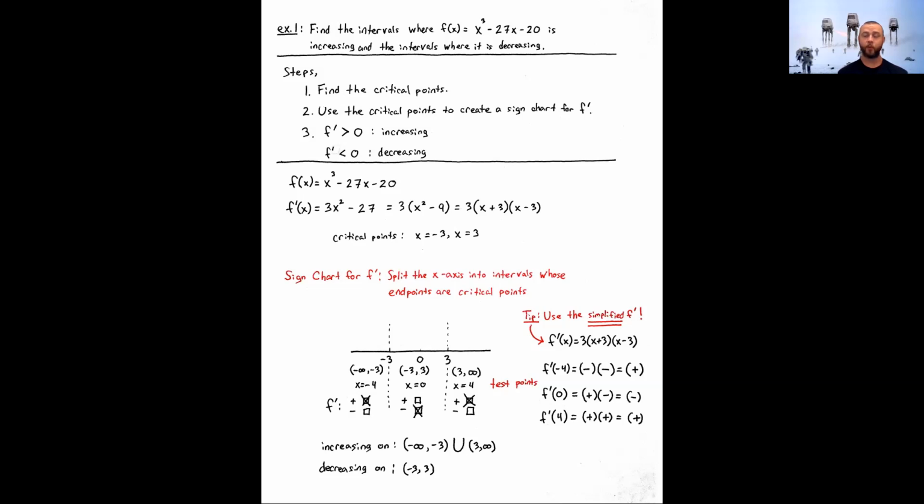All right, so most of the work, once you find the critical points, is just taking care to create a kind of detailed sign chart. As it turns out, we can actually use the sign chart to answer a related question. Here we were asked to find the intervals where a function is increasing and decreasing. The sign chart, as we have it described here, can also be used to answer another question.